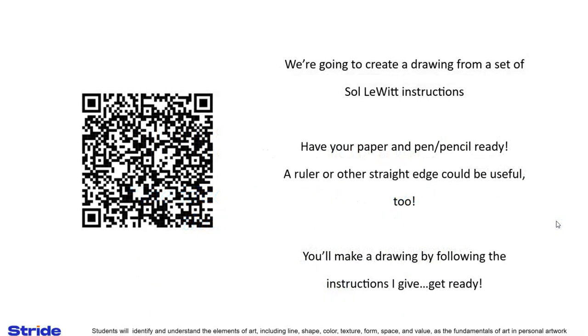So we are going to create our own drawing from a set of Sol LeWitt instructions. So if you will grab a paper and a pen or a pencil, and then if you've got a ruler or a straight edge, that would be great. If you don't have it, that's okay too. So if you'll grab those items, you can pause this video if you need to. And then I'll go ahead and give you some instructions. Also, if you want to do this with your family members, you can scan the QR code right here.